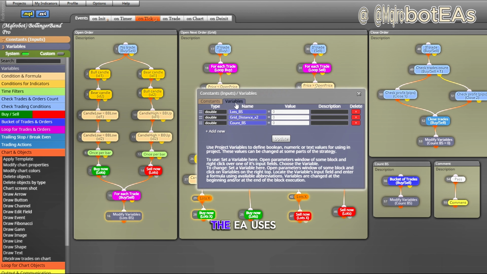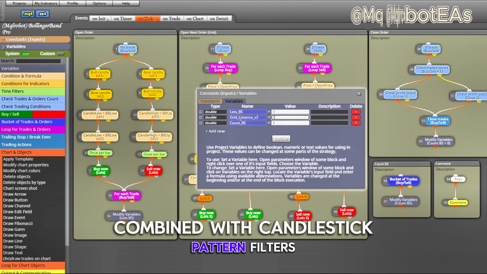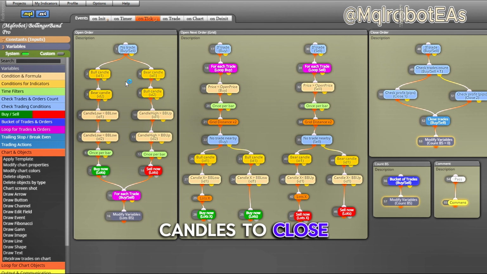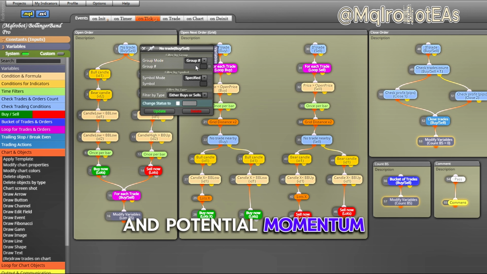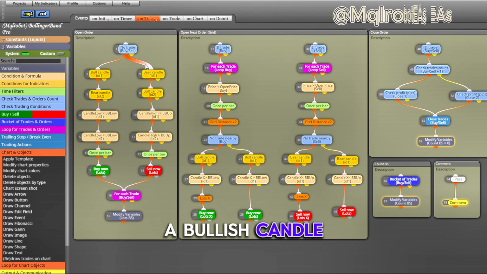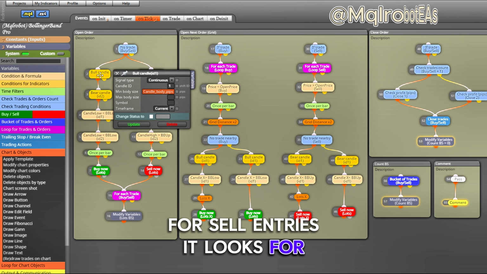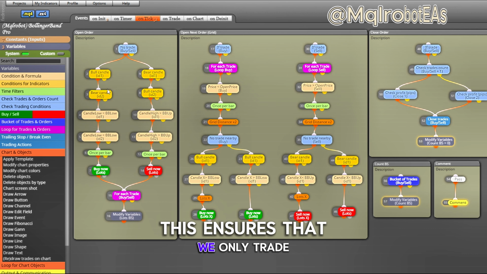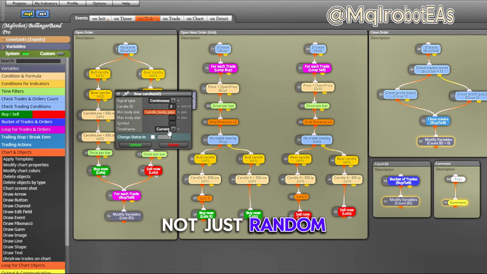Entry strategy. The EA uses classic Bollinger Band breakout logic combined with candlestick pattern filters. It waits for bullish or bearish candles to close outside the bands, indicating strong price movement and potential momentum continuation. For buy entries, it checks for a bullish candle with a low below the lower band. For sell entries, it looks for a bearish candle with a high above the upper band. This ensures that we only trade when the market is showing clear signs of a breakout, not just random volatility.